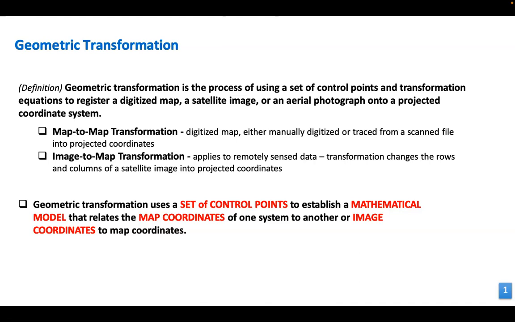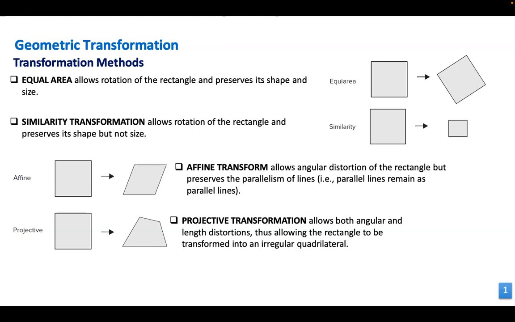Geometric transformations use a set of control points to establish a mathematical model that relates the map coordinates of one system to another, or image coordinates to map coordinates. Transformation methods like equal area allow rotation of the rectangle and preserve its shape and edge size. Similarity transformation allows rotation of the rectangle and preserves its shape but not size.